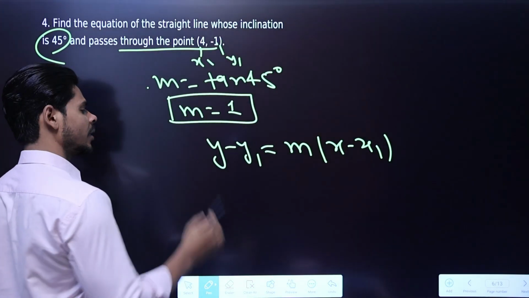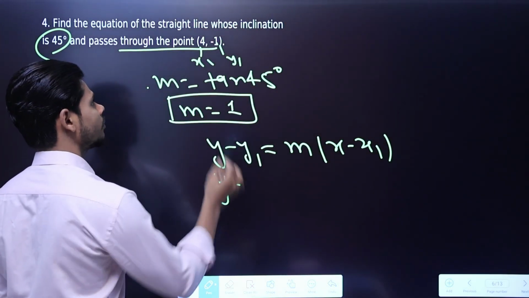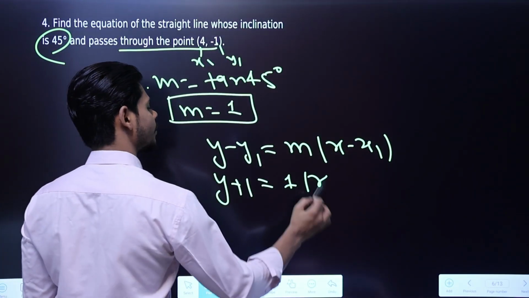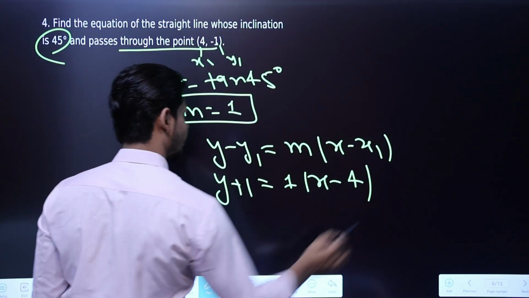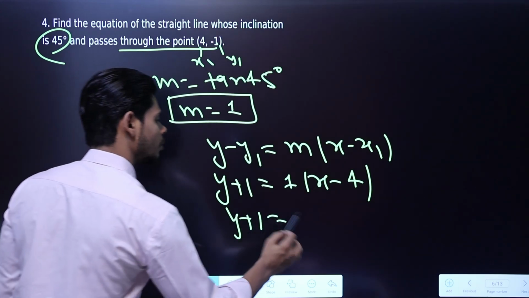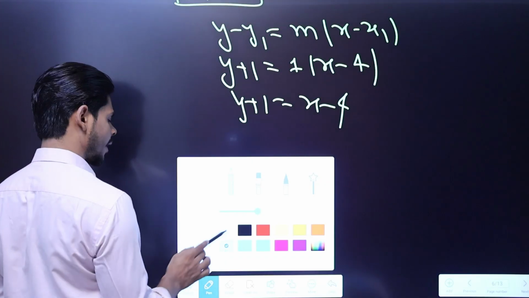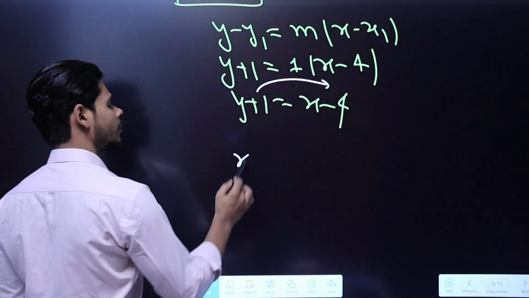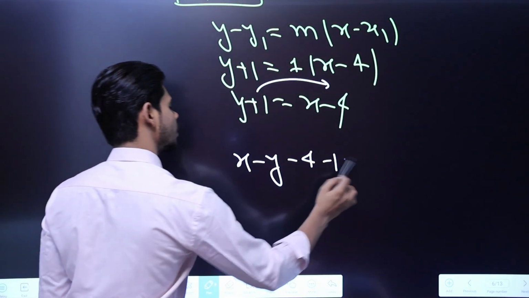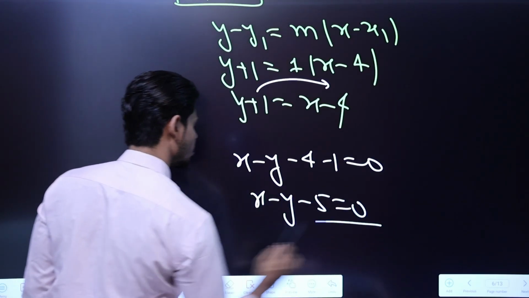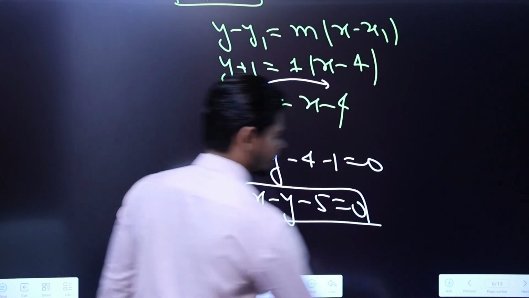Again and again try to write the equations. So y minus y1 is minus 1, so it will become plus 1. And the slope is 1, then x minus x1 is 4 over here. So y plus 1 is equal to x minus 4. Now transpose the left hand side terms to the right hand side. So it will become x minus y, then minus 4, and minus 1 equal to 0. So x minus y minus 5 equal to 0. This is the final answer.